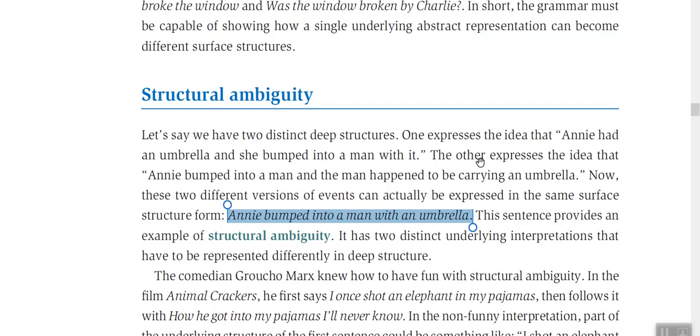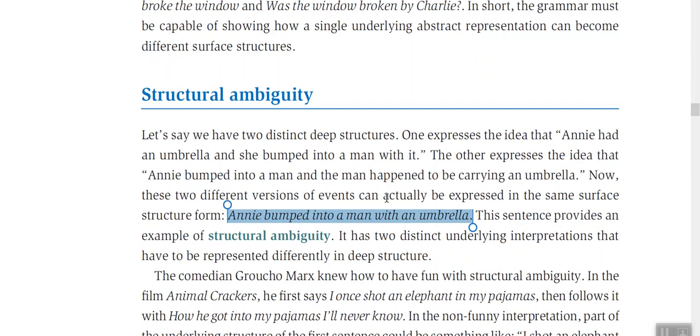So this is the first meaning. The other meaning expresses the idea that Annie bumped into a man and the man happened to be carrying an umbrella. So Annie bumped into a man with an umbrella, meaning a man who has an umbrella. So he has the umbrella, not the woman.